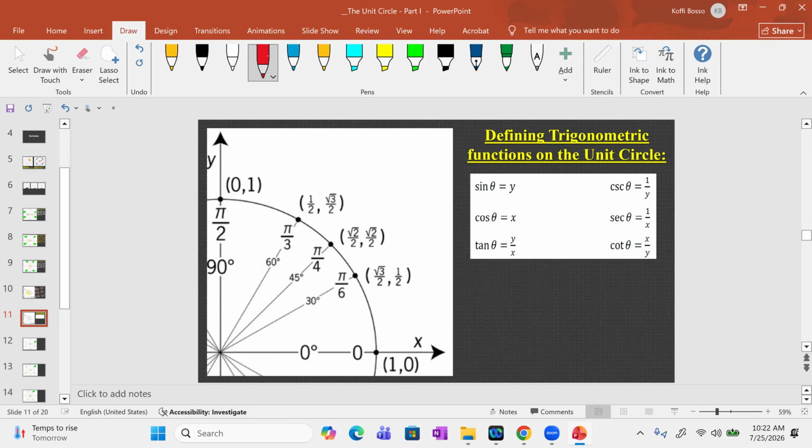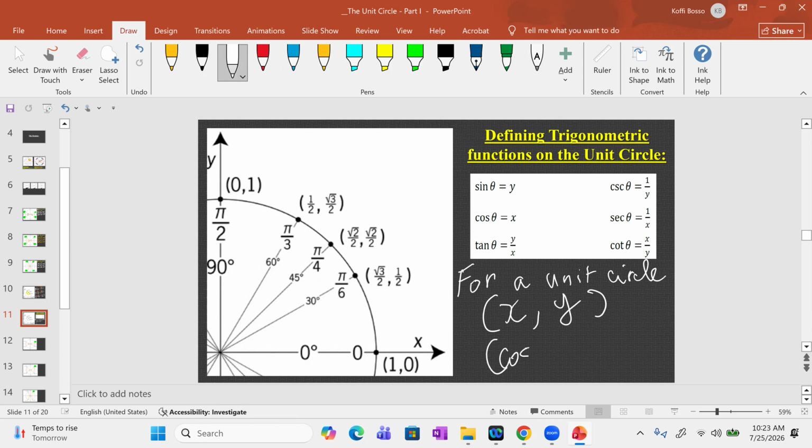The rest is to relate the coordinates with the trigonometry functions, because when they ask you the question, you're going to be in trigonometry. So in trigonometry, you have to understand that the x value is related to the cosine and the y value is related to the sine. In each circle, when you have your x coordinate and y coordinate, the x represents the cosine of the angle and the y represents the sine of the angle.